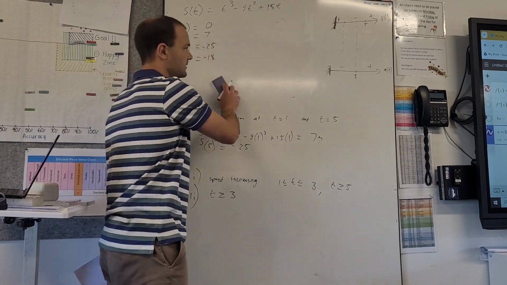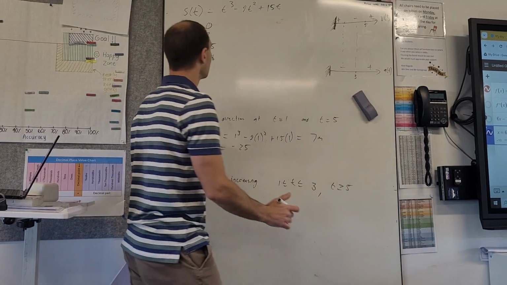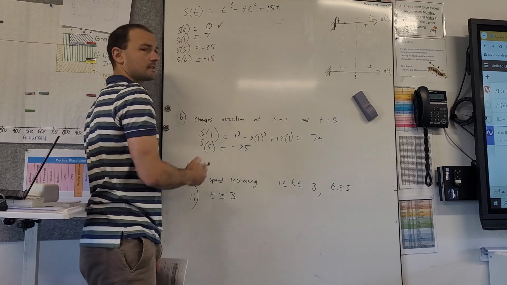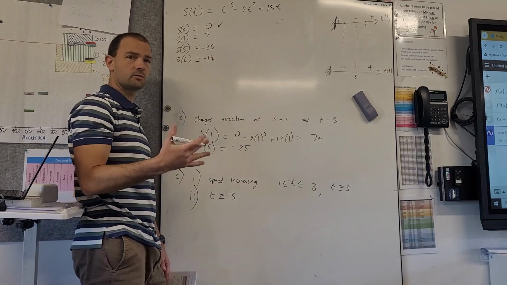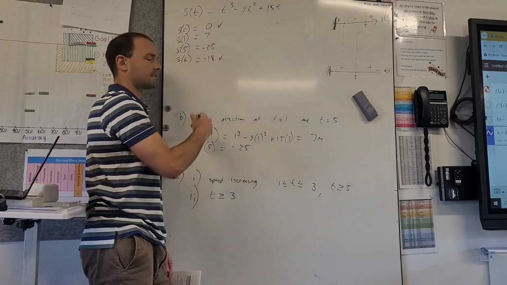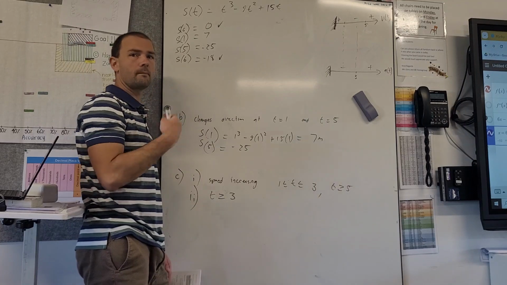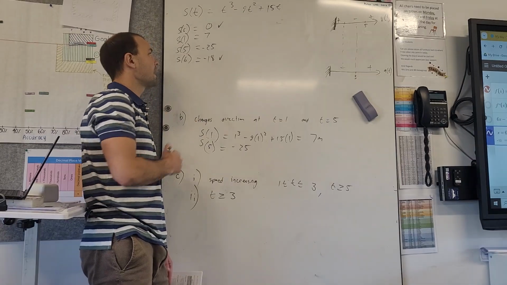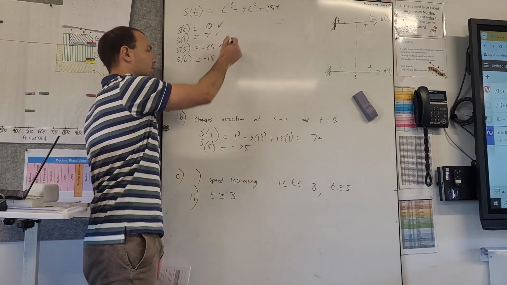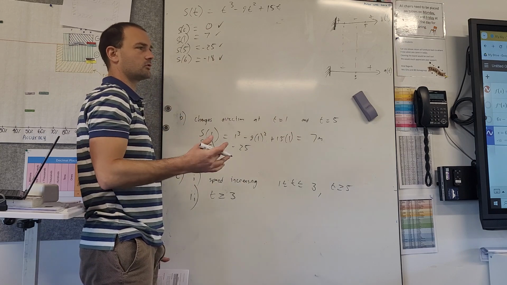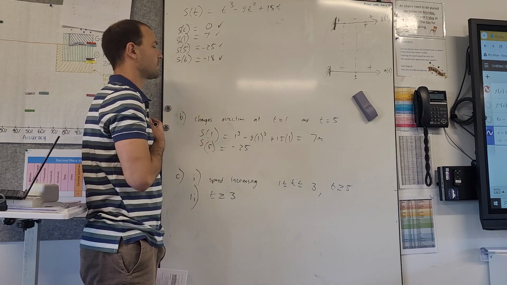Okay, let me justify why I've chosen those points. This is where it starts. We need some position where it starts. This is where we're asked to draw the motion diagram up to that point. And these are the points where it changes direction. We're not really interested in any other points, just where it changes direction.